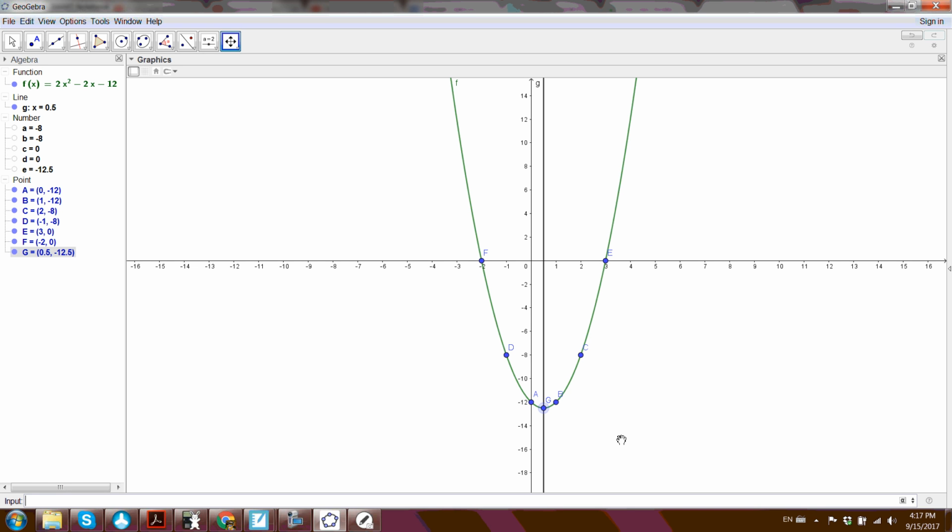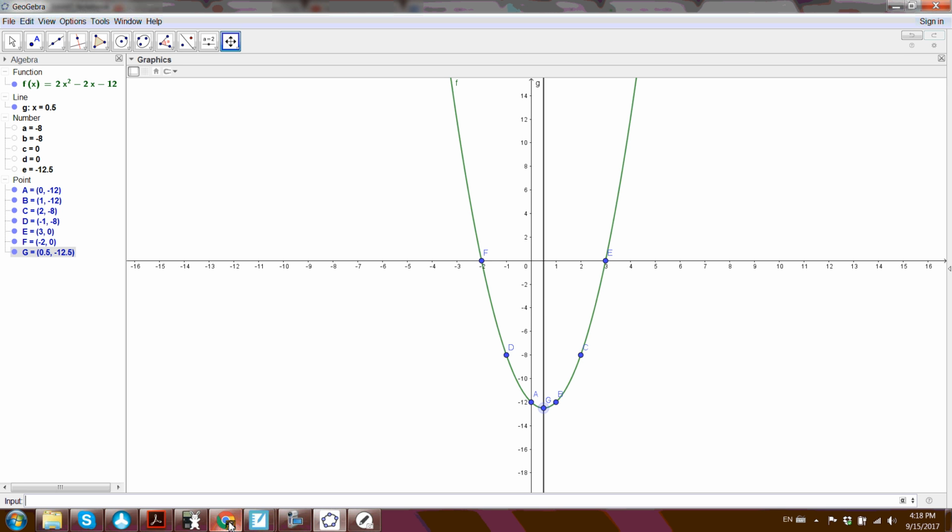And so we have x-intercepts, negative 2 and 3. We have a y-intercept, negative 12. We have a vertex, the point (0.5, negative 12.5). And we have this axis of symmetry that cuts the parabola in half, so to speak.